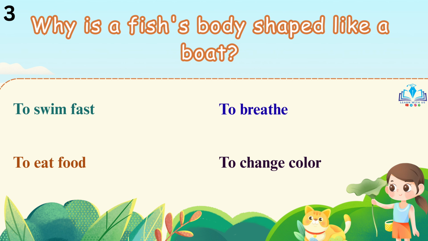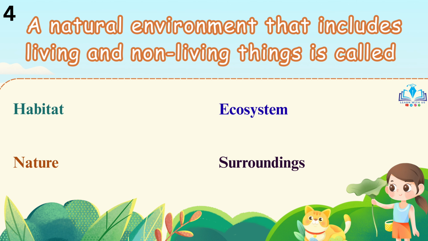Question 3. Why is a fish's body shaped like a boat? A. To swim fast. B. To breathe. C. To eat food. D. To change color. Answer A. To swim fast.